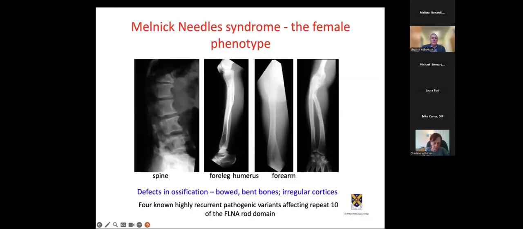The next most severe disorder sends us into a domain where it's very rare to actually see male phenotypes associated with these mutations. Melnick-Needles syndrome is characterized by a highly focused set of only 4 mutations that affect repeat 10 of the filamin A rod. Melnick-Needles was first characterized, therefore, as a female limited phenotype, and there was confusion as to whether it was even X-linked for quite some time.